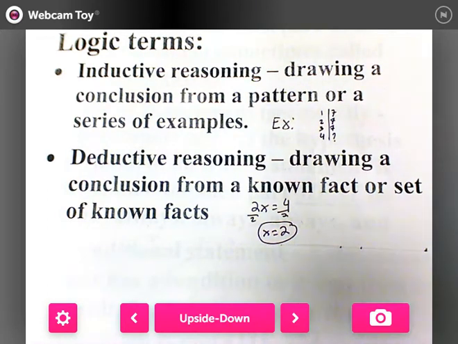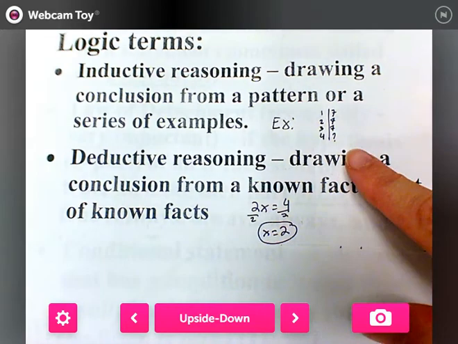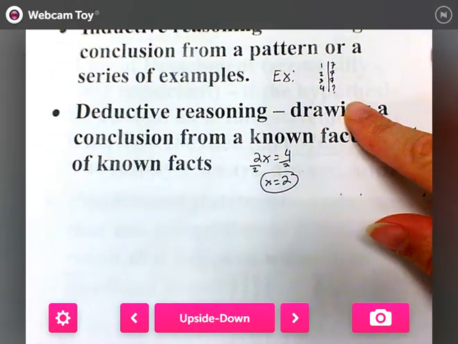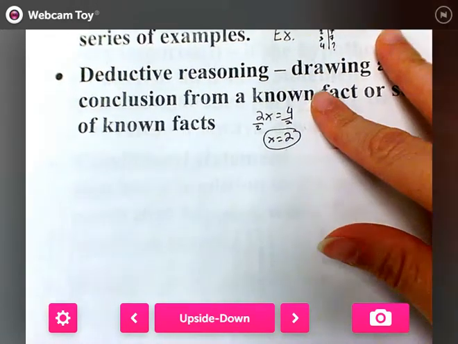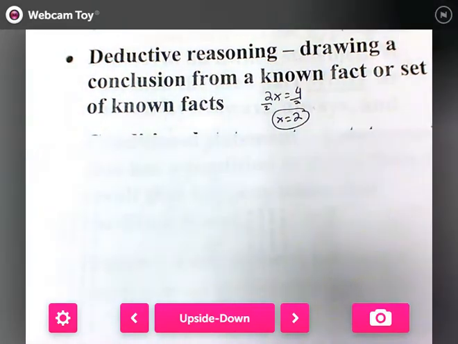Everybody have at least inductive reasoning so I can move it up? Okay.